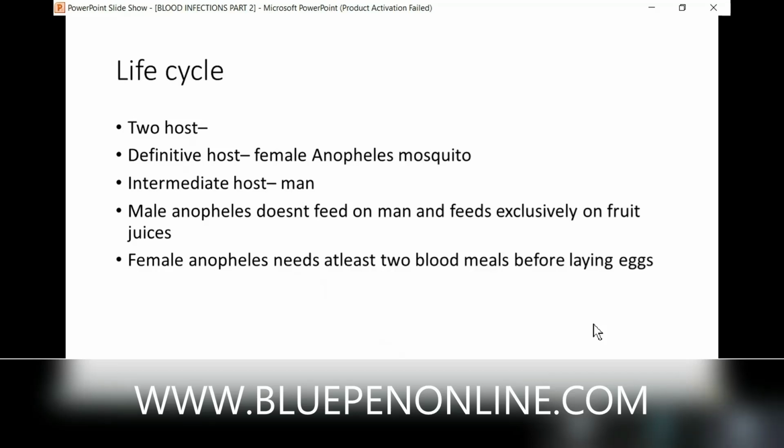What's the life cycle? It has 2 hosts. The definitive host is the female Anopheles mosquito, and the intermediate host is man. In the female Anopheles mosquito, only the sexual cycle takes place. In man, the sexual cycle doesn't take place. And mainly it is the female Anopheles mosquito because the male Anopheles mosquito doesn't feed on man and feeds exclusively on fruit juices, whereas the female Anopheles needs at least 2 blood meals. It feeds on humans not as food actually, but because the eggs need blood meals for maturation. So in order to mature the eggs and help in egg laying, it needs a blood meal.